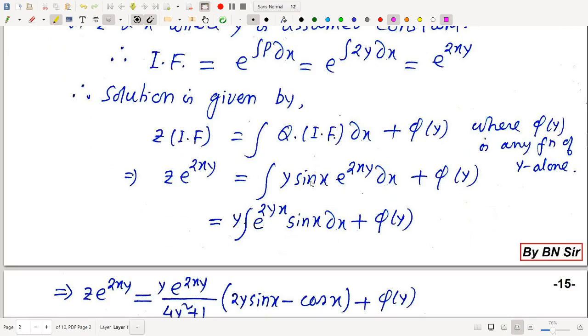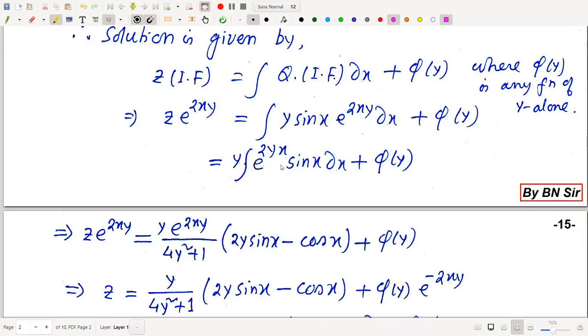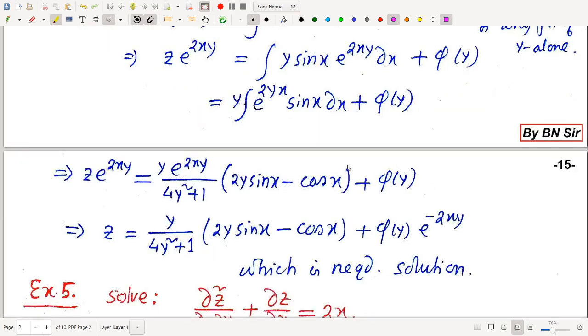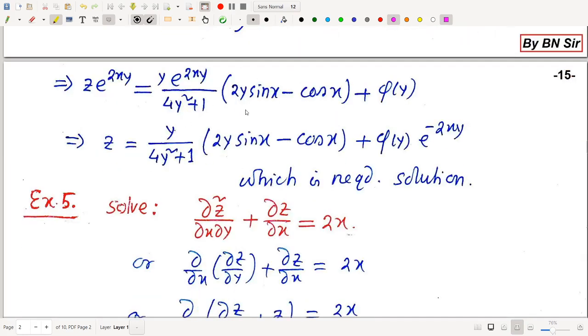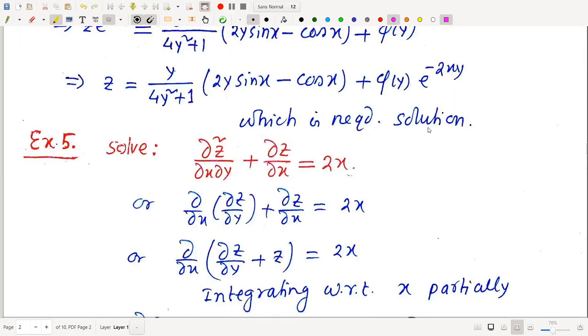So IF is e to the power 2xy substituted, and y is constant taken out. Now this is e to the power 2yx times sin x del x plus phi(y), as if e to the power ax sin bx dx. So there is a standard result. The integration of e to the power ax sin bx is e to the power ax by a square plus b square, means 2y square plus 1 square, times a sin bx minus b cos bx. Here b is 1, and a is 2y. This is a standard result, from class 12 also you have got, directly you have used. Then we divided both sides by e to the power 2xy and got this line, which is the required solution.